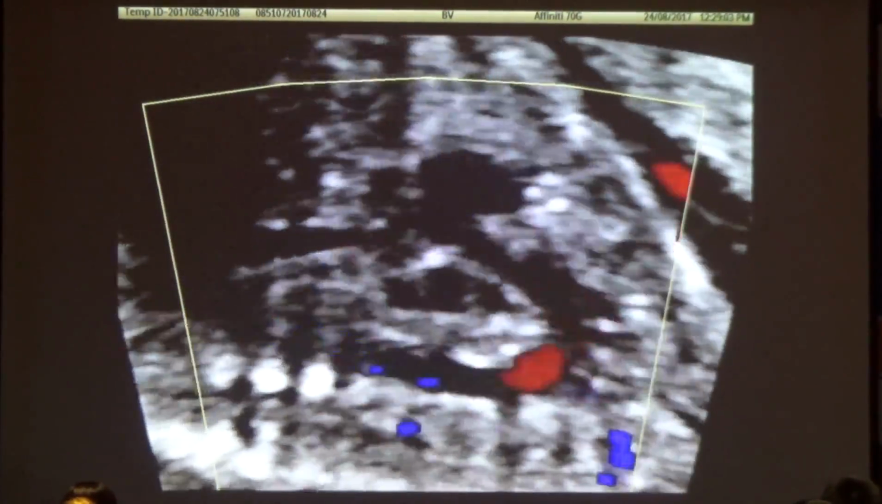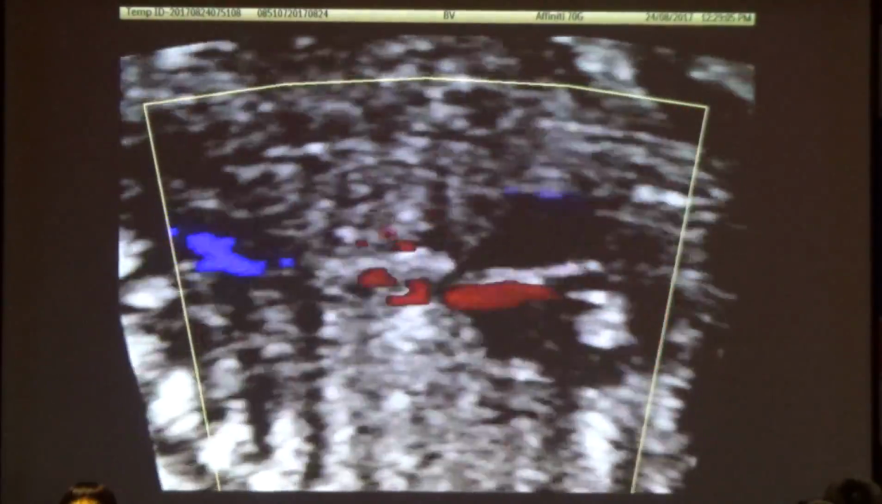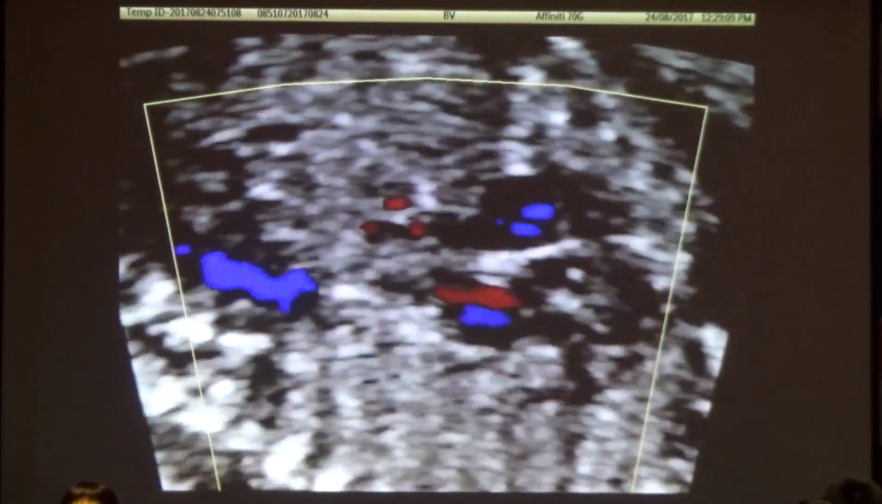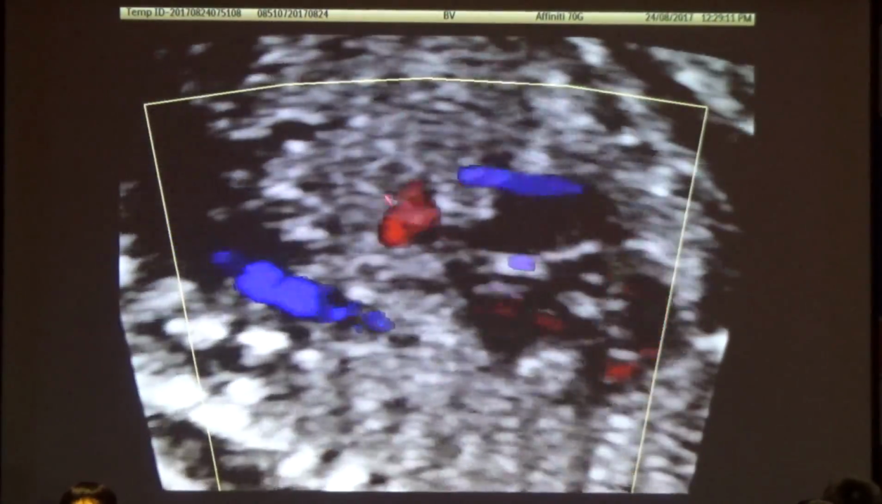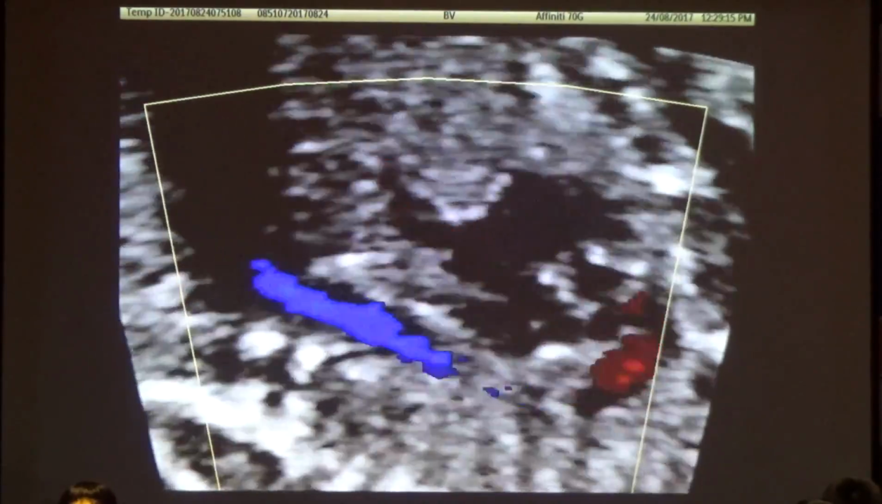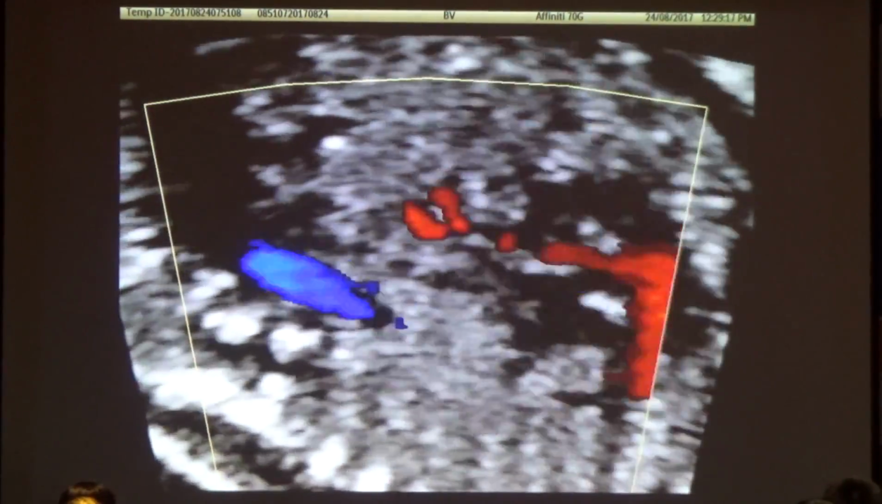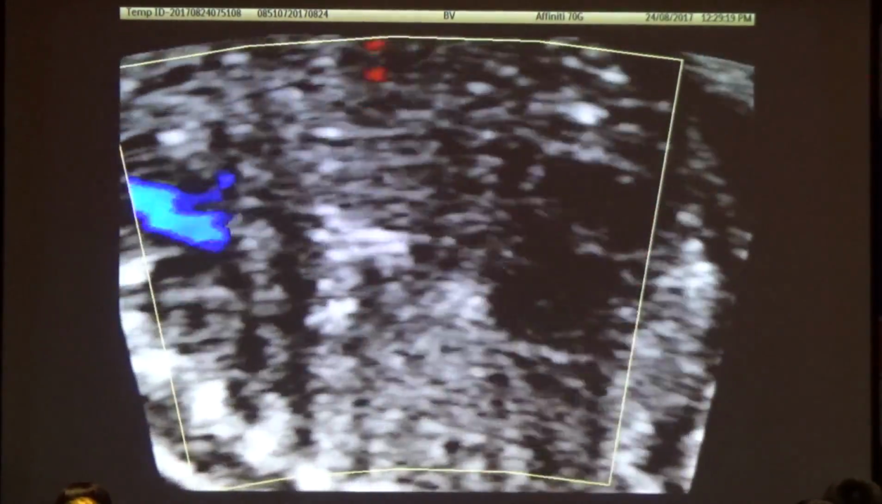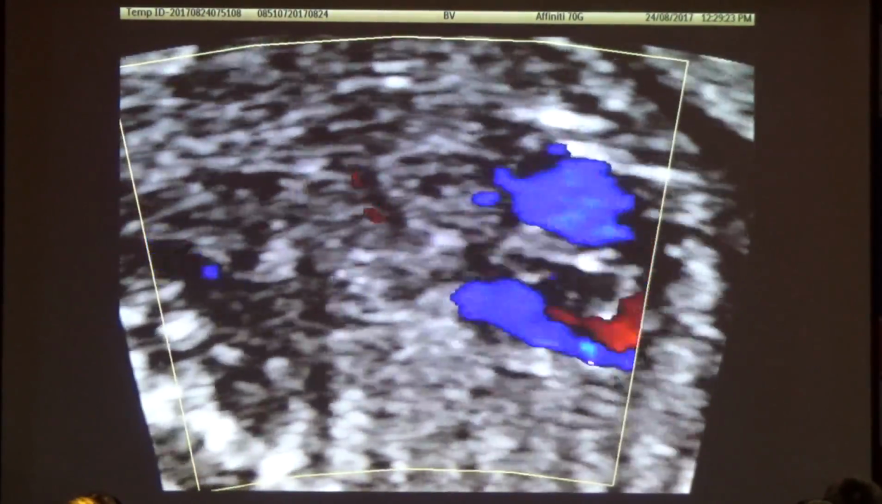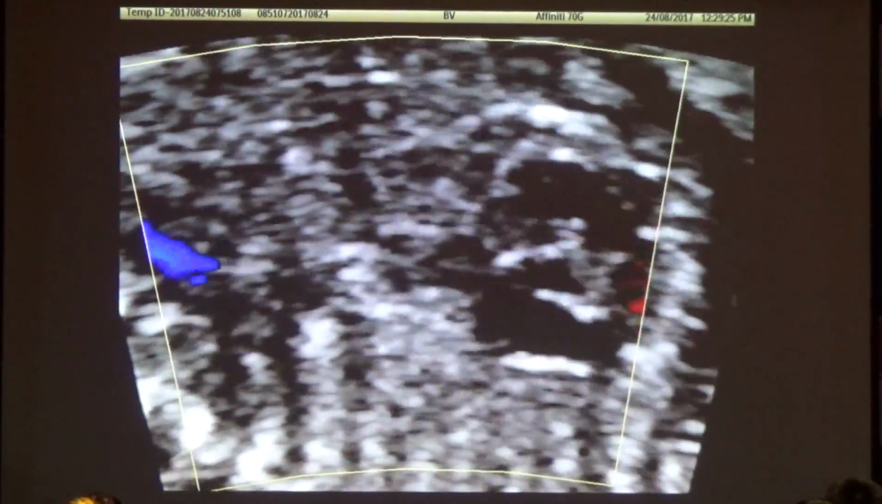There's the, what we haven't seen is, I always like to look for, there's the IVC and hepatic veins coming into the heart, right? There's the descending aorta in blue. See, there's the arch there. And I need to just try and get to see the ductus venosus here. There it is. Do you see the ductus venosus?